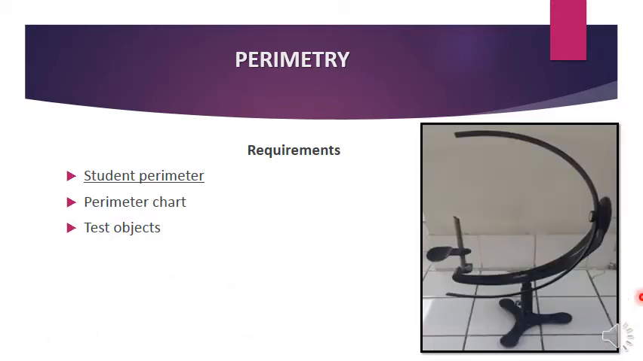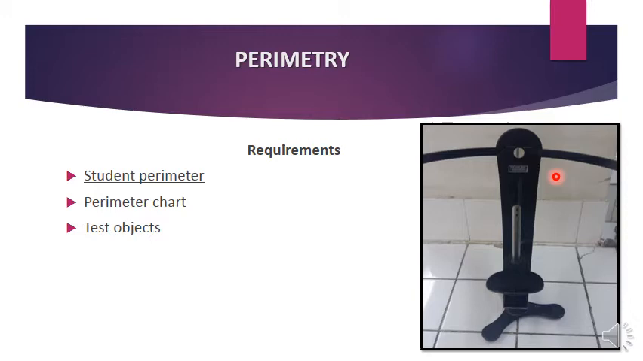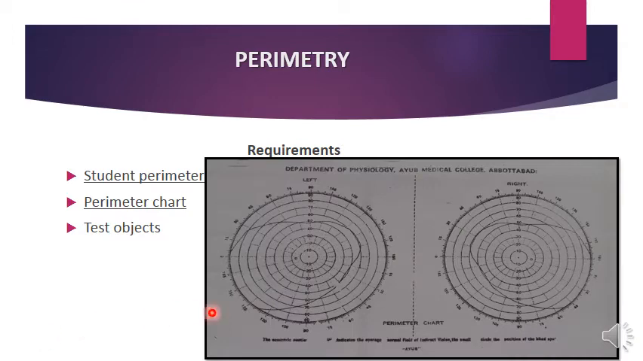Another view of the perimeter showing the chin rest. Another view of the perimeter showing the central fixation point, which is a mirror where the test eye is fixed. Now this is the perimeter chart. The perimeter chart has two parts. One part represents the left eye visual field, the other part represents the right eye visual field.